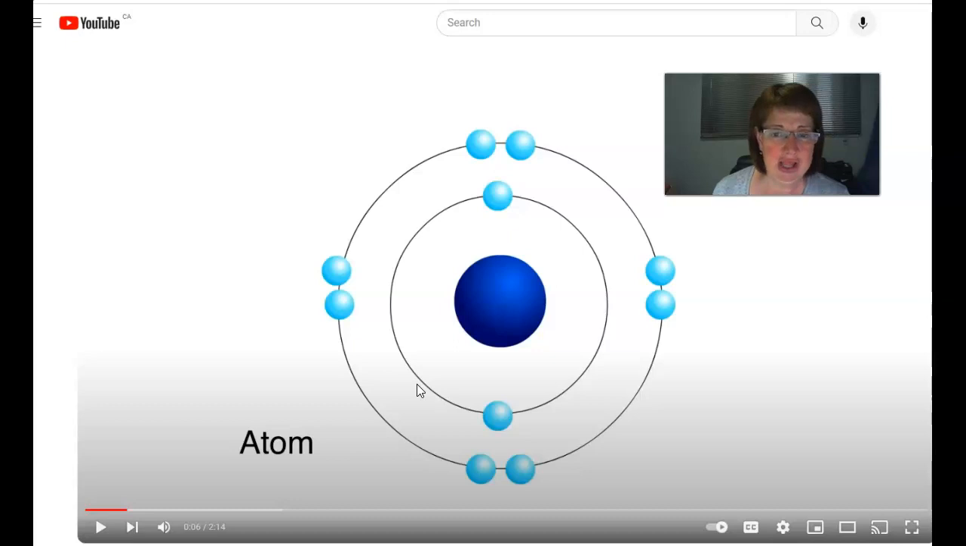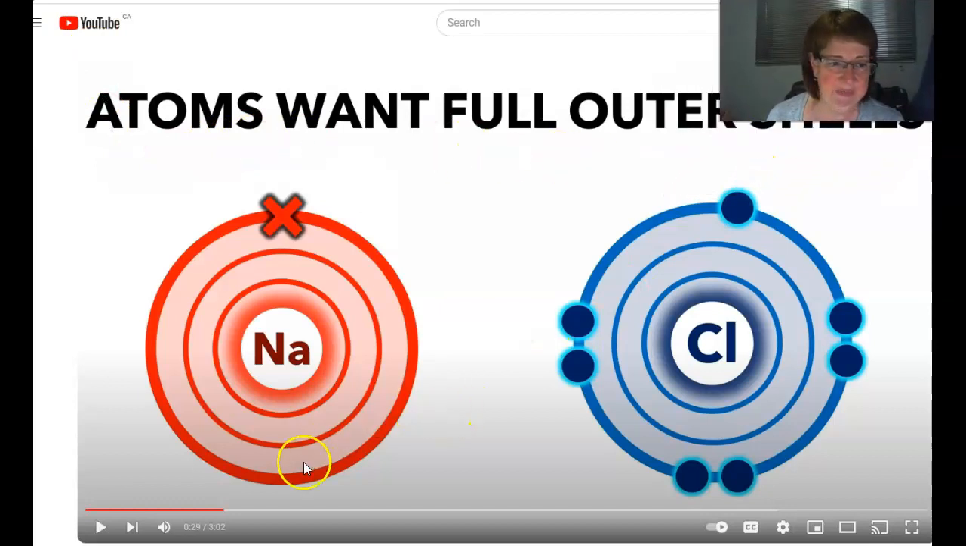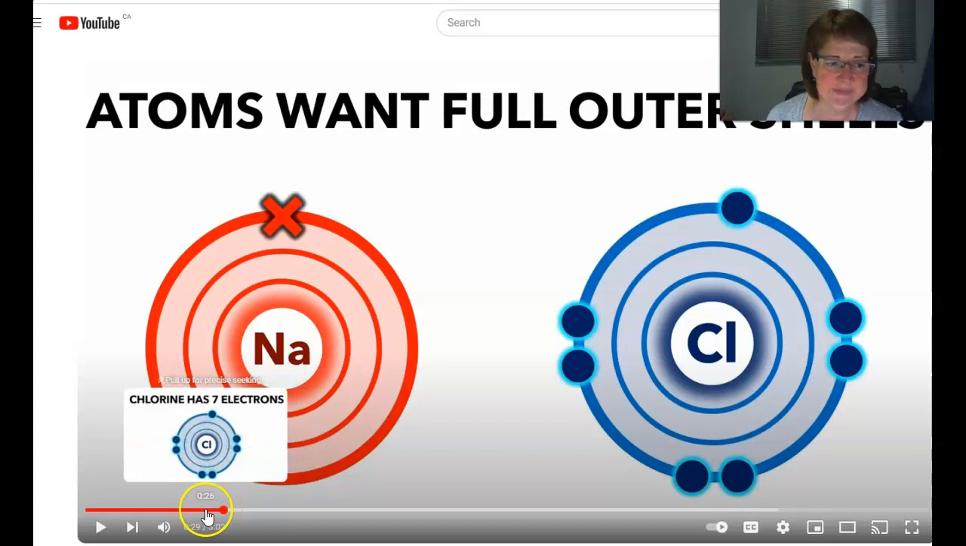Now, not all atoms have 8 electrons in their outer energy level, so they will create 8 by sharing or by losing and gaining. And this is what makes up the different types of bonding. So first we're going to look at ionic bonding.